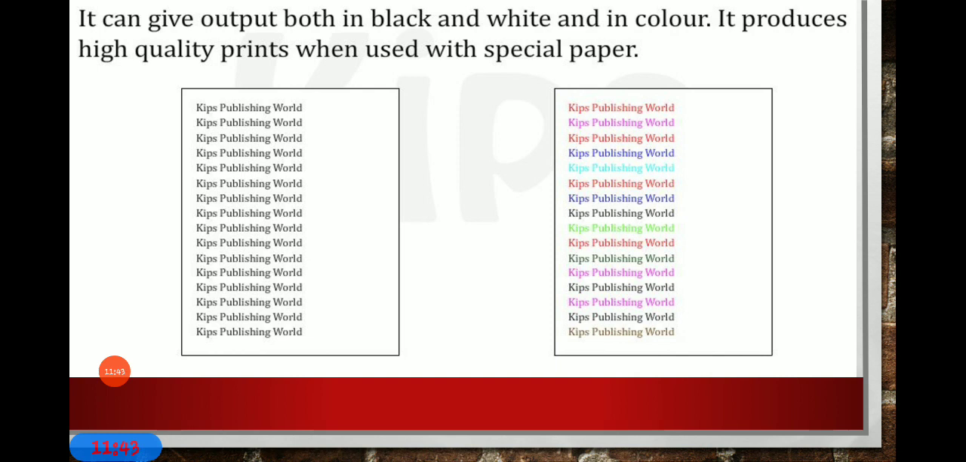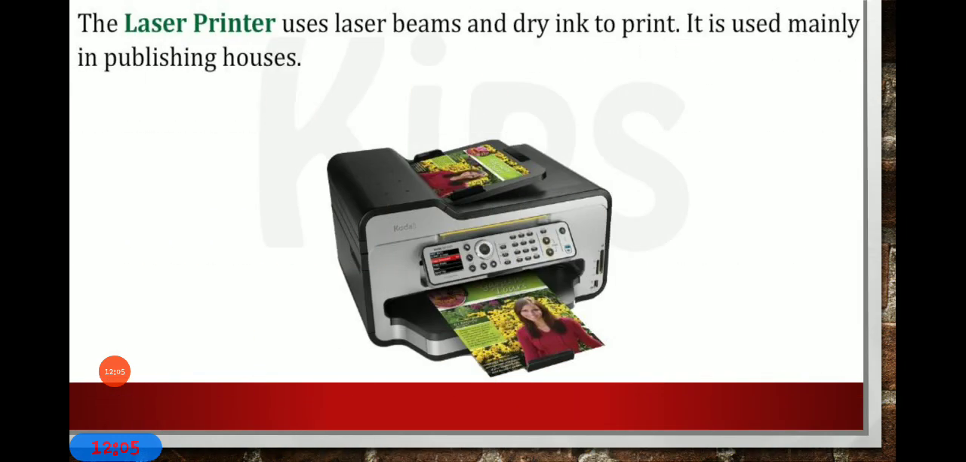It produces a high quality print when used with special paper. Means if you want a color print, then you use a special paper just like your photocopy, right, जिसमें हम फोटोज निकलवाते हैं, उस कॉपी में अगर आप प्रिंट आउट लोगे, so it gives you a high quality print. Okay, now the third type of printer is the laser printer. Laser printer uses laser beam and dry ink.